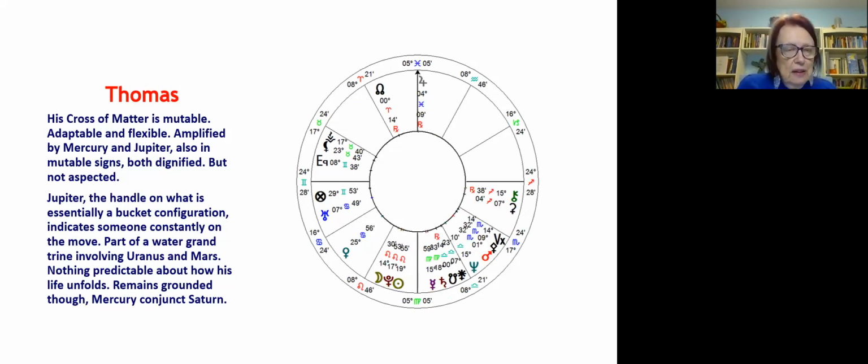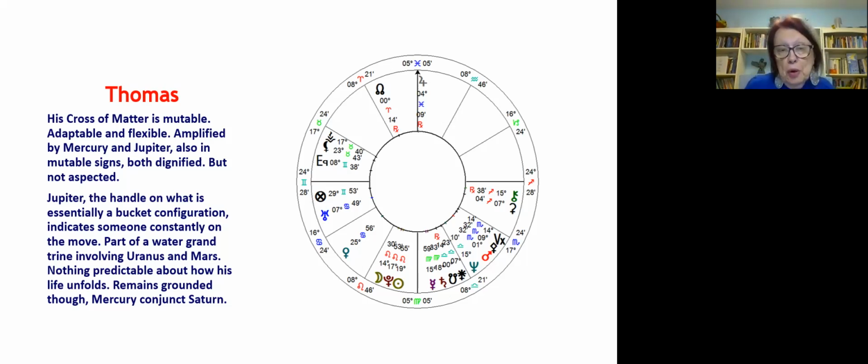Okay, I think this is our final example, and this is Thomas. His cross of matter is mutable. So he's adaptable and flexible. This is amplified by Mercury and Jupiter, also in mutable signs, but they're both dignified. That changes the dynamic, because when we're looking at the first chart, which had a lot of mutability, the planets ruling the angles had their challenges as well. So now they're not aspected, but they are dignified.